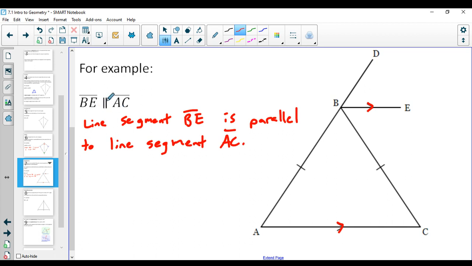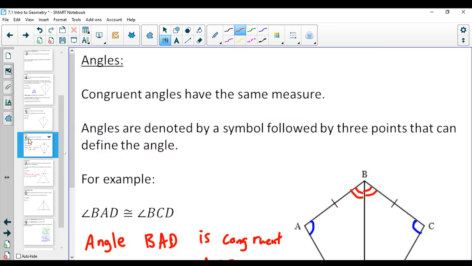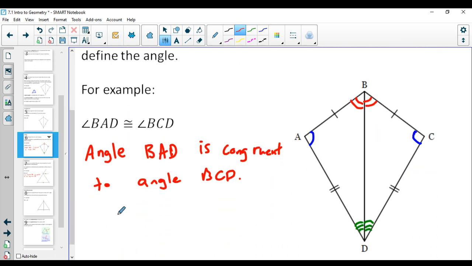I'm just having you know what the symbols mean and how to read it. I want you to know that this is a line segment, this means parallel to, and that this is another line segment. So it seems easy, but I'm really just trying to get us the basics, right? And so, for example, on this one, I just want us to be able to read that this means angle BAD is congruent to angle BCD.